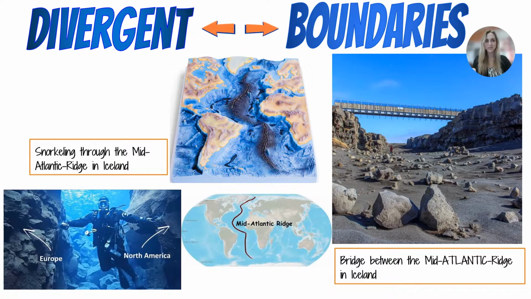So the divergent boundary, or the Mid-Atlantic Ridge, rather, going through Iceland. So right up here, you can see the boundary, and then swimming through it.